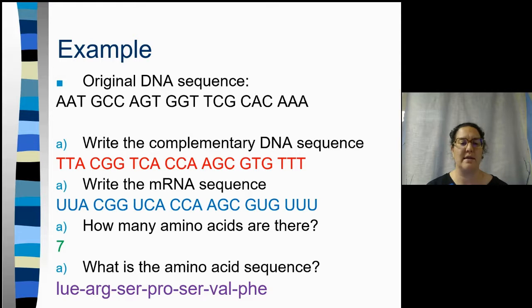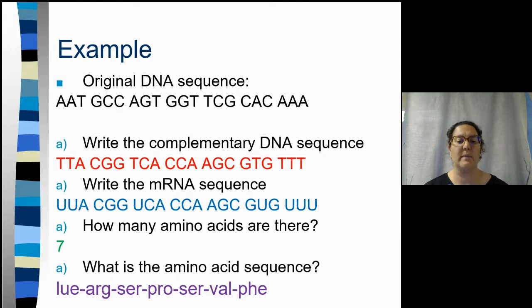So where we have adenine, we're going to add a uracil. Where we have guanine, we're going to add a cytosine. And we can see that they're separated in little groups of 3 to represent our mRNA codons. So if we have 21 different nucleotides, we're going to have 7 amino acids.